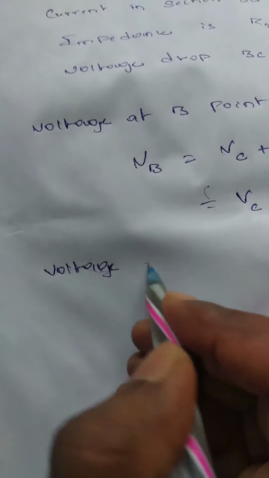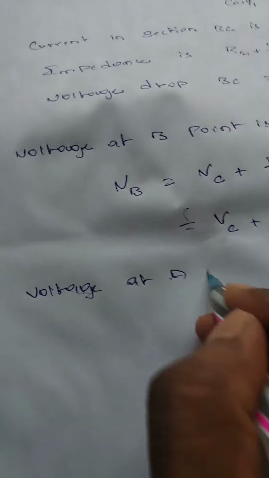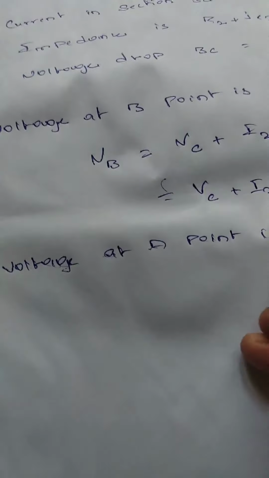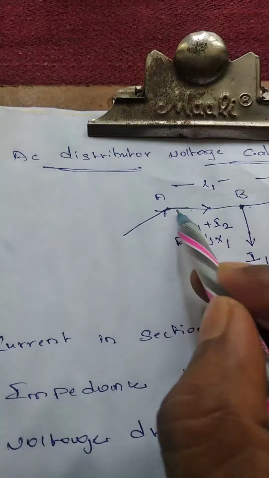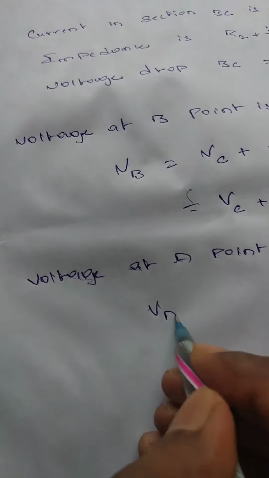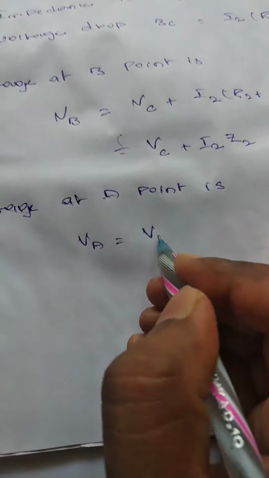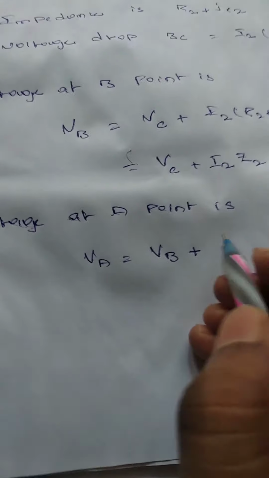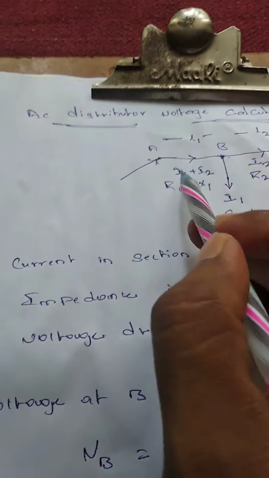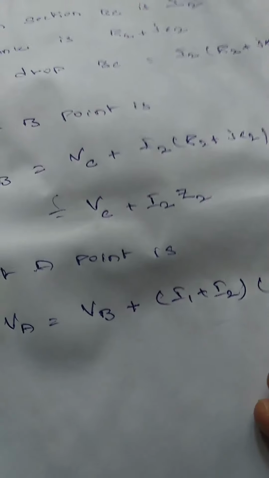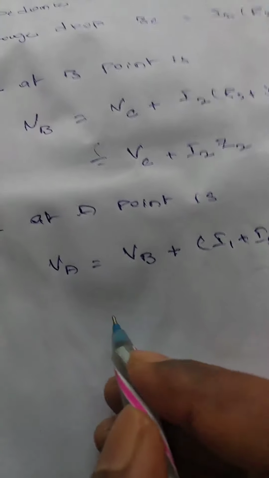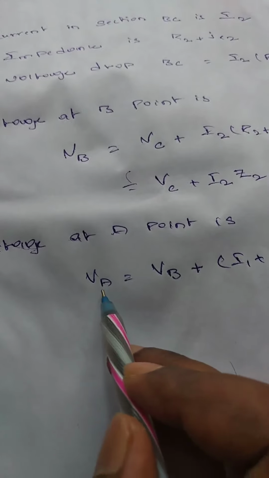In the same way, the voltage at point A, to find the voltage here, is the voltage at B plus this drop. So VA is equal to the voltage at point B plus the current I1 plus I2. The current flowing through this section is I1 plus I2 and the drop is R1 plus jX1. This is the voltage at point A.